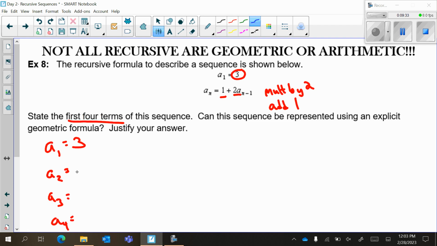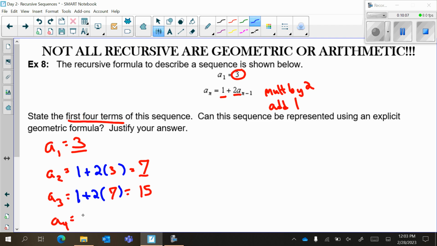So the pattern is 1 plus 2 times the previous. My previous term was 3. So 1 plus 2 times 3 is going to give me 7. And now I'm going to follow the pattern again. 1 plus 2 times the previous. The previous this time was 7. And if I did that, 2 times 7 is 14, plus 1, that would be 15.